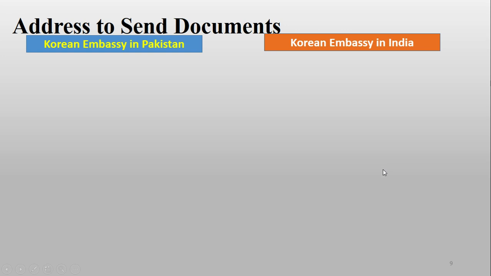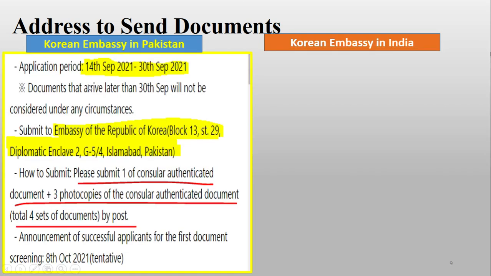And now the address. You will send these documents to the Korean embassy in Pakistan if you are a Pakistani student, and to the Korean embassy in India if you are from India. For Pakistani students, the last date this year is 30th September 2021, and for the embassy address you will write Embassy of the Republic of Korea, Block 13, Street number 29, Diplomatic Enclave 2, G5/4, Islamabad, Pakistan. So 1 consulate authenticated set and 3 copies of the consulate authenticated documents, total 4 sets by post, right? So you will make these 4 sets.